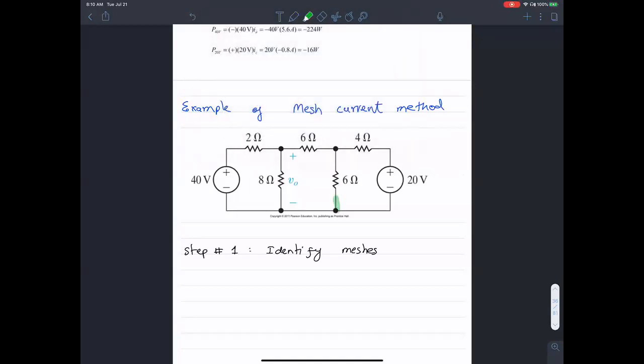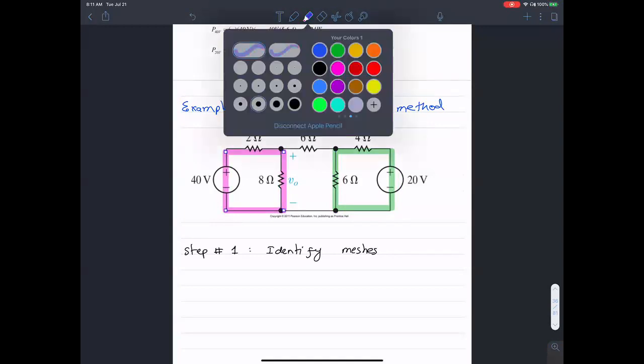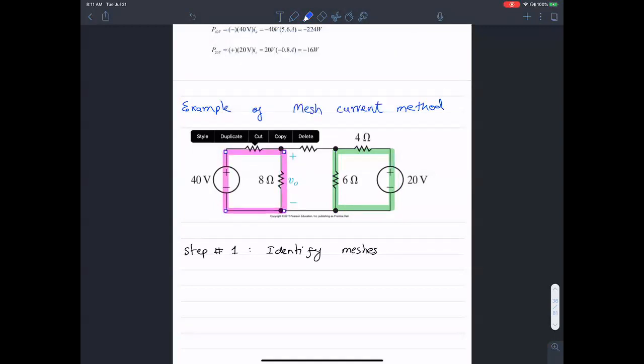And like I mentioned earlier, this is one mesh. That's one mesh. There's another one. There's this guy. That's a mesh. And there's a third mesh, which is this guy. Okay. There are three meshes here.